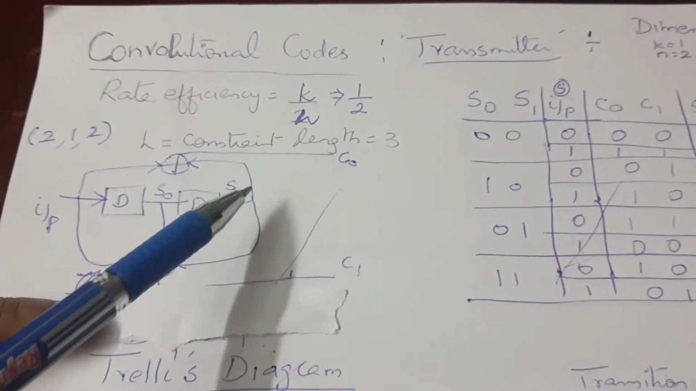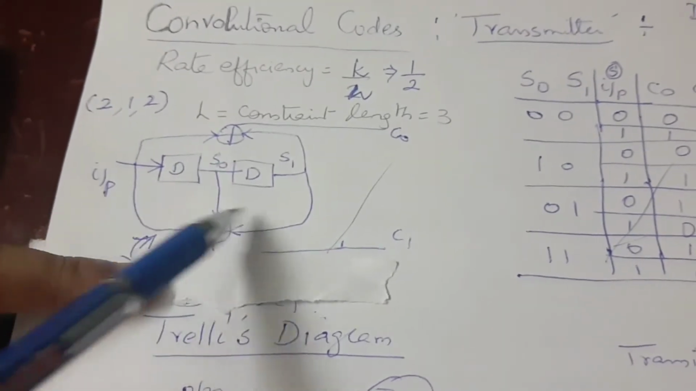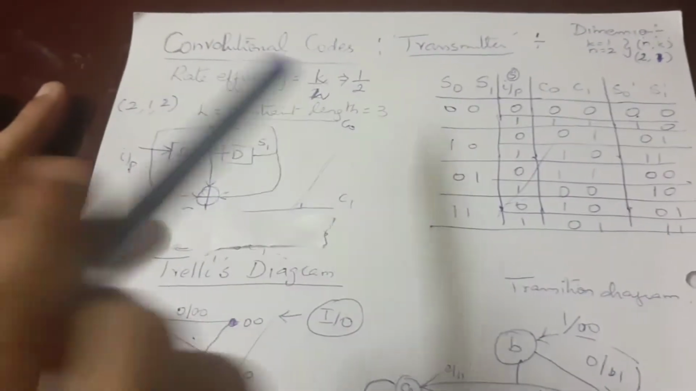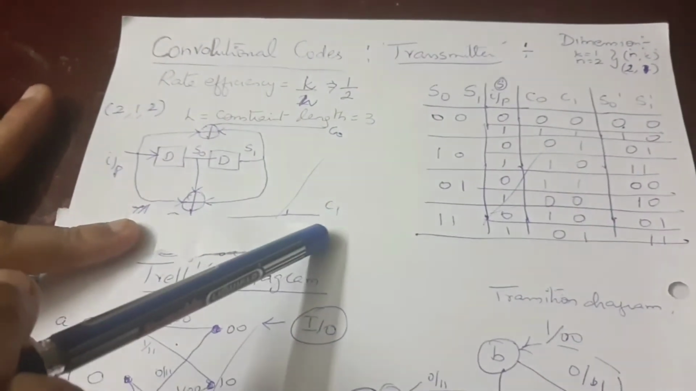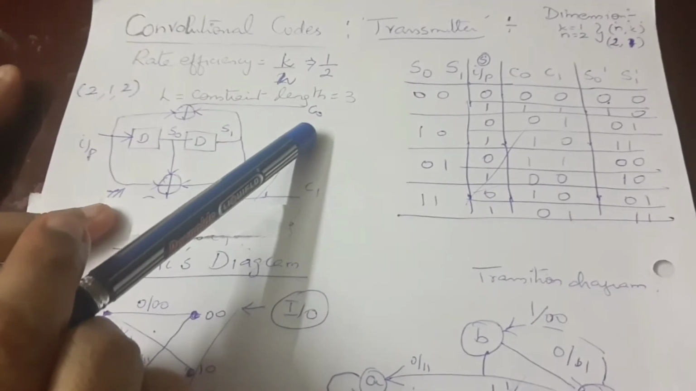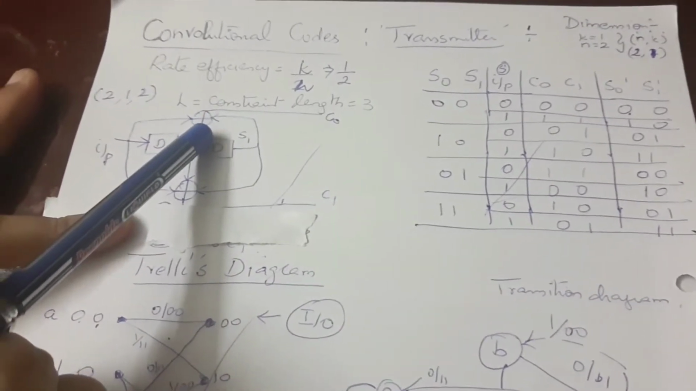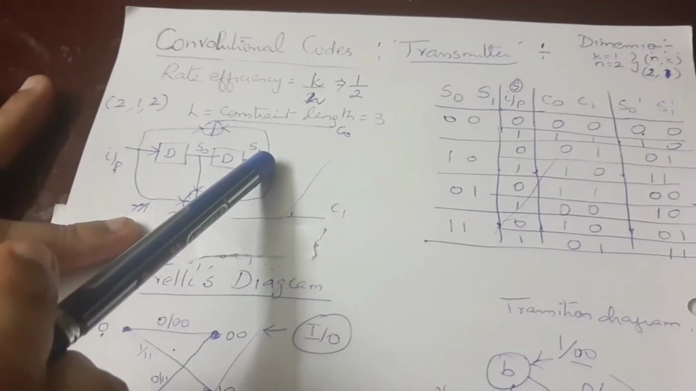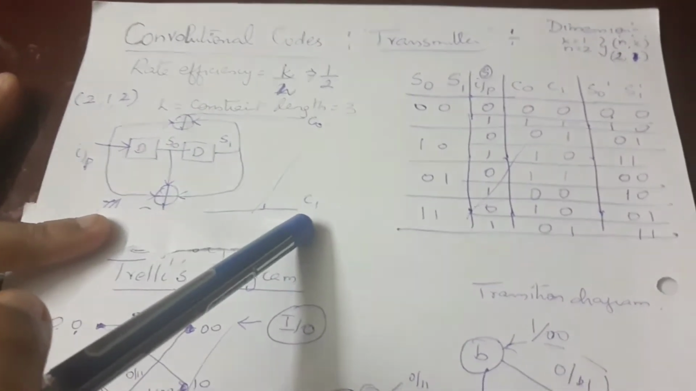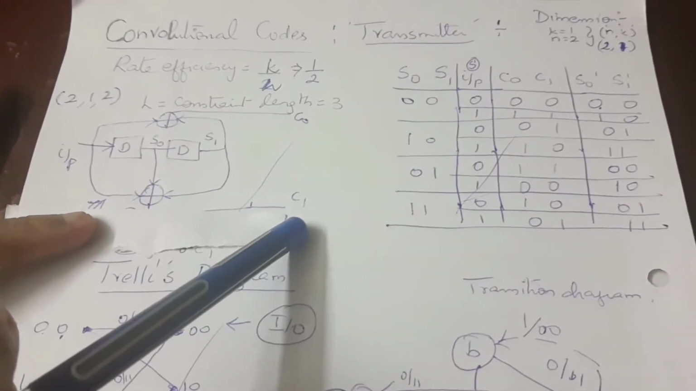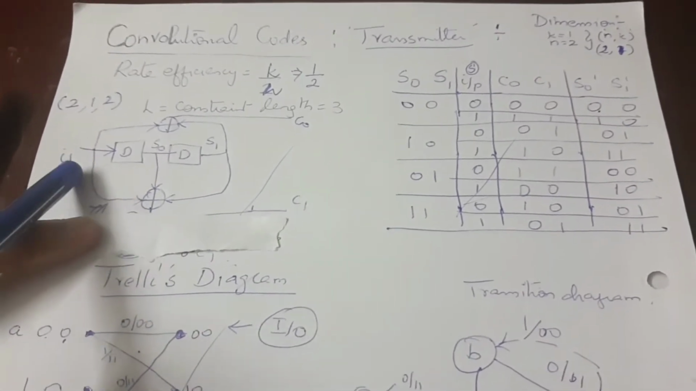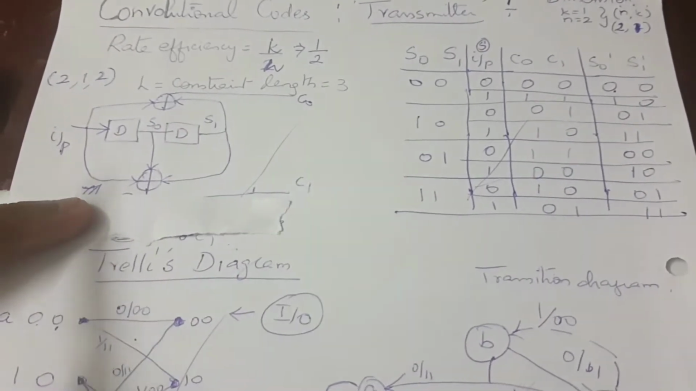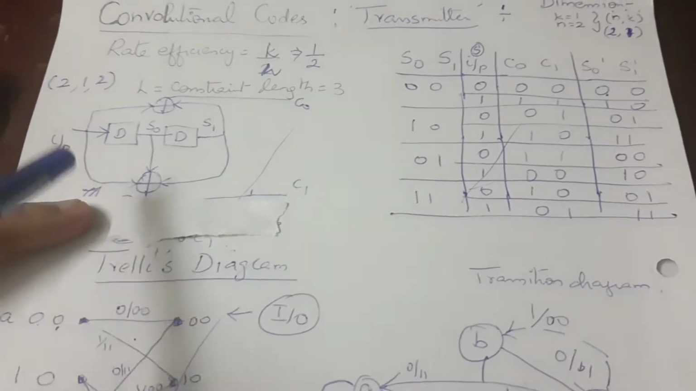C0 and C1 depend upon the 3 pieces of information supplied to the system with the help of the shift registers. So how to generate C0 and C1? C0 is generated from a binary adder with 2 inputs, the input and another one from S1. Similarly, the C1 output is generated from a 3-input binary adder: input, S0, S1. So this is how we define a block for a convolution code.